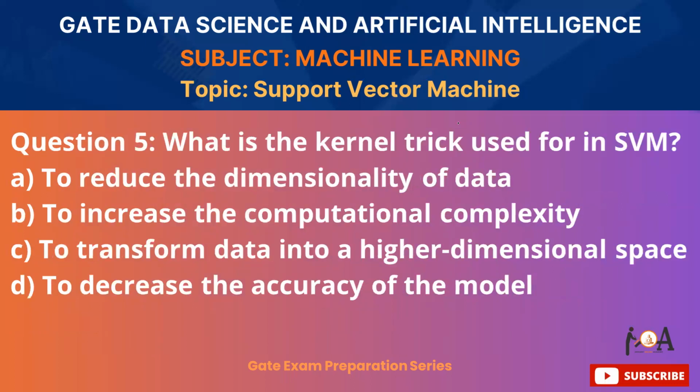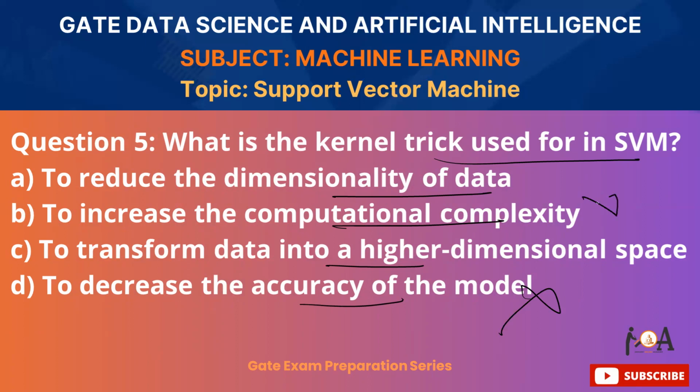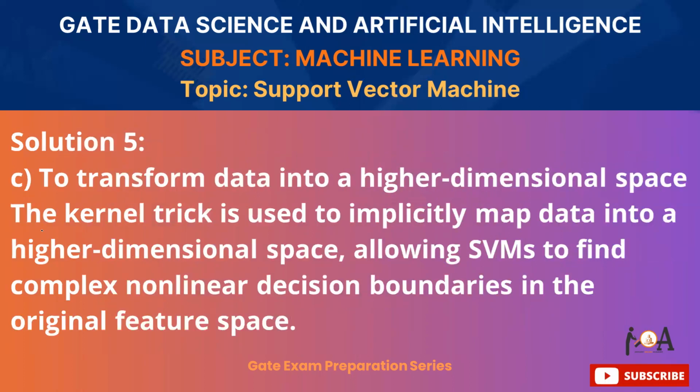Question number 5. What is the kernel trick used for in SVM: to reduce the dimensionality of data, or to increase the computational complexity, or to transform data into higher dimensional space, or to decrease the accuracy? Obviously we do not want to decrease the accuracy, nor do we want to increase the computational complexity, so B and D are out. Now A and C are left: to reduce dimensionality or to move to a higher dimension. Option C, to transform data into higher dimensional space.